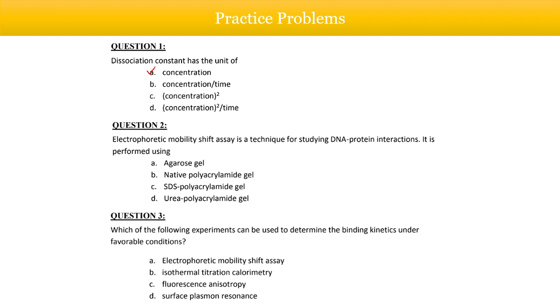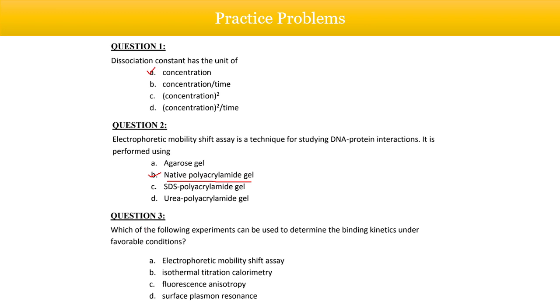The next question is, electrophoretic mobility shift assay is a technique for studying DNA protein interactions. It is performed using, so what type of gel do we use? I mentioned it's not a denaturing gel. Therefore it is option B, which is your native polyacrylamide gel.